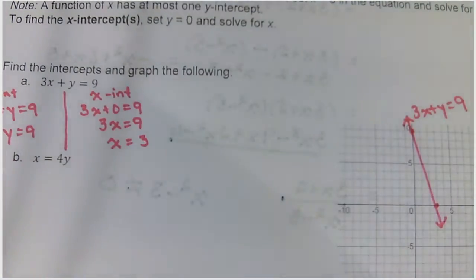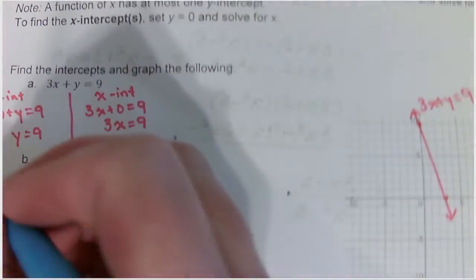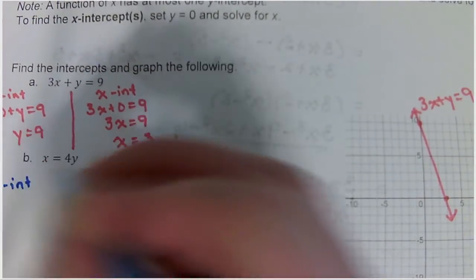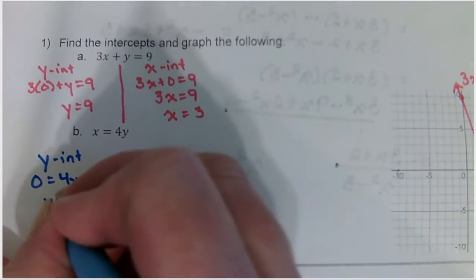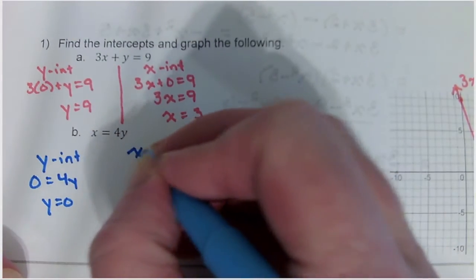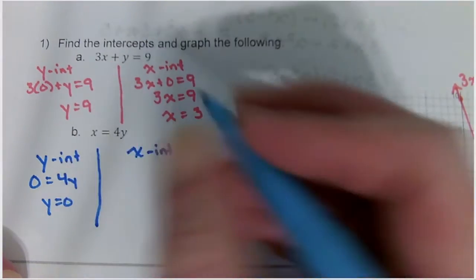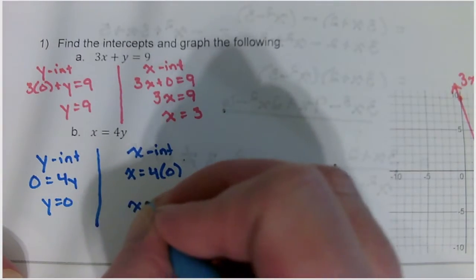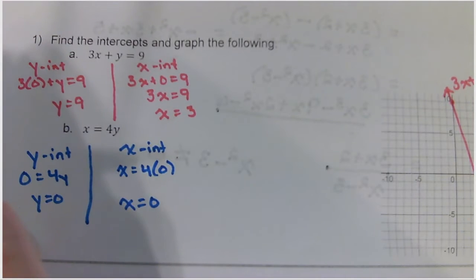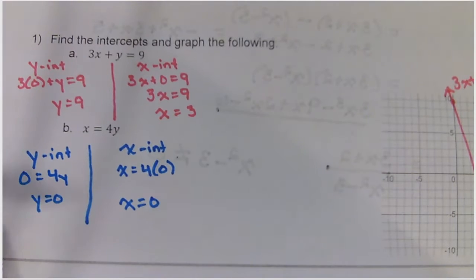On the other one, y-intercept. We're going to let x be 0. To find the x-intercept, I'm going to let y be 0. Now we have a problem here. This time I only have 1 point. We kind of need another one.